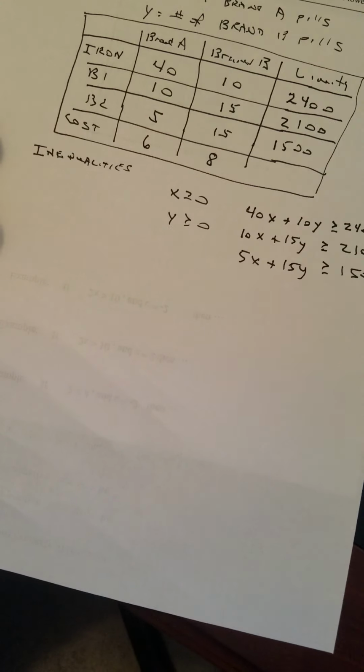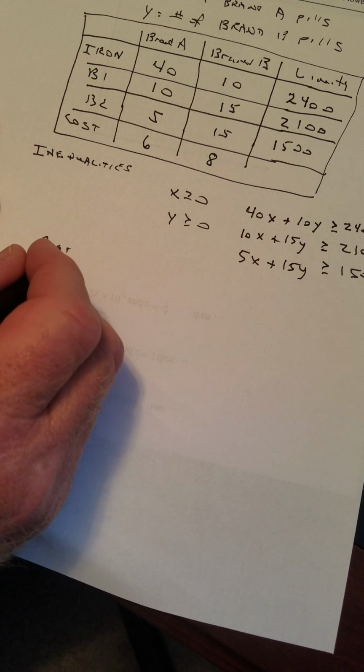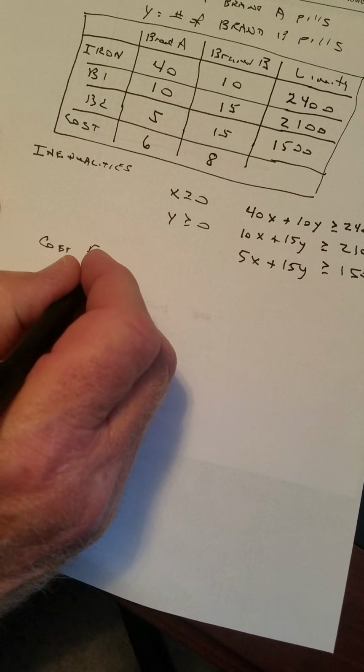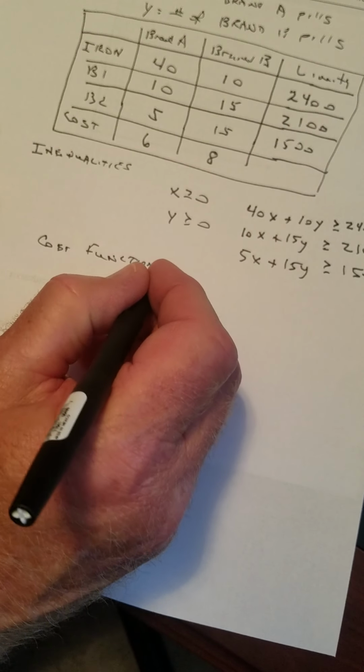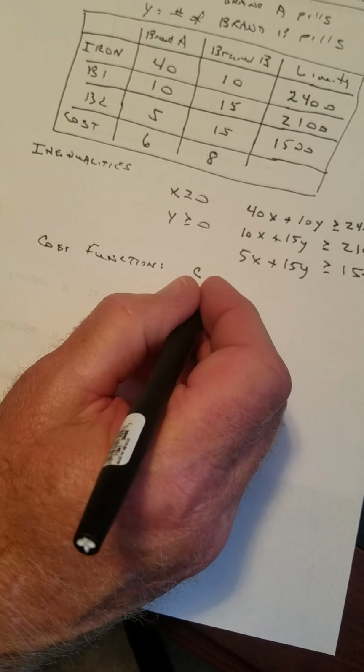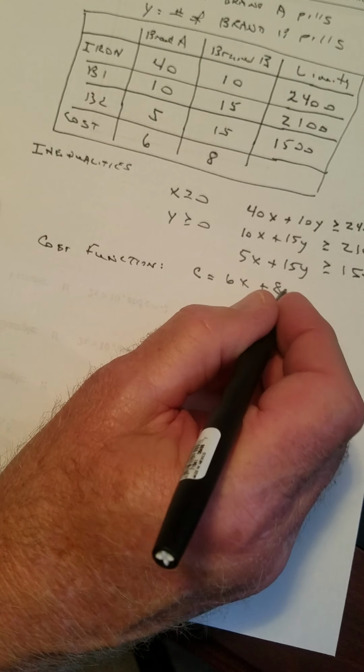And in this case here, I don't have a profit function, I have a cost function. C will be equal to, I'm just going to put 6x plus 8y.